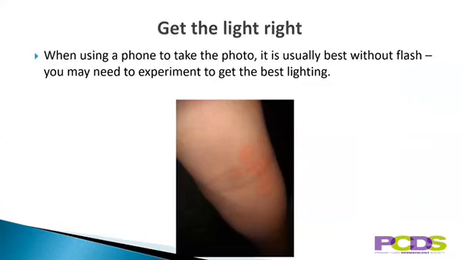The flash may help to eliminate shadows, but it may also cause whiteout or light the area unevenly unless you have a professional setup. So in general, if using a phone to take the photo, it's usually best without the flash. You may need to experiment to get the best lighting.